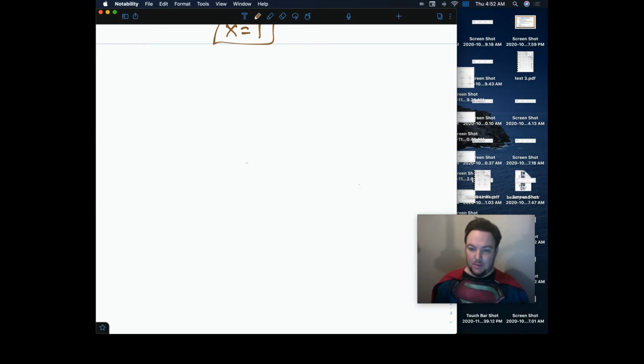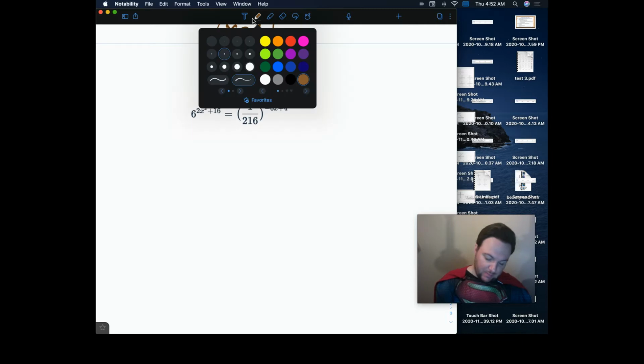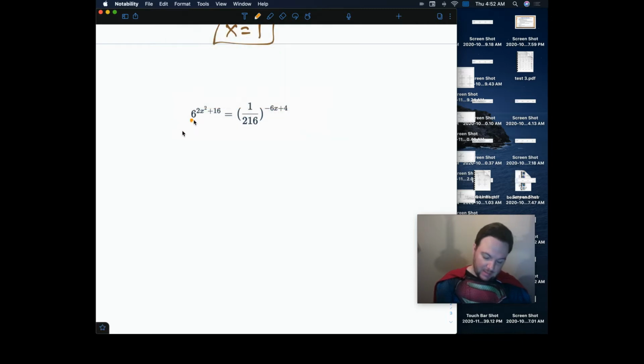All right. Our next one is going to look a little uglier. We have 6 raised to the 2x squared plus 16 equals 1 over 216. A tell is if you have a number like 6, which is pretty small already, and then a number like 216, you know you can break it down.